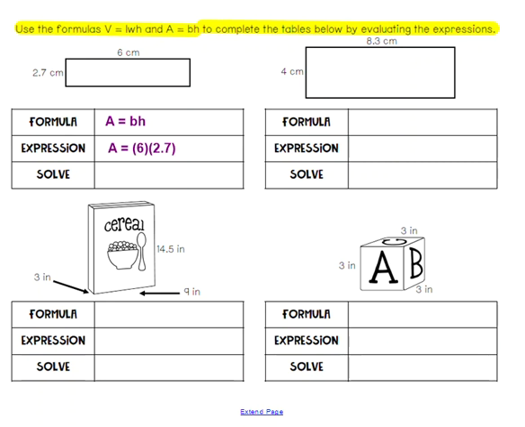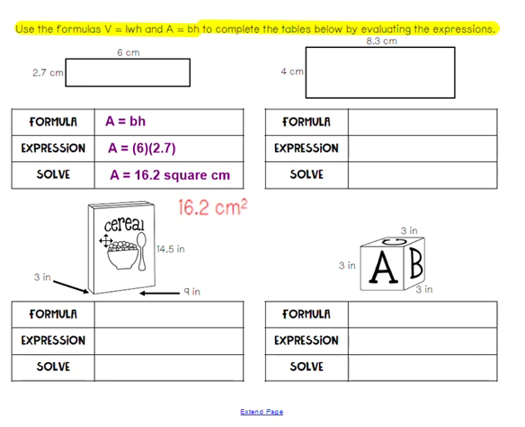So fill that in, and the expression would then be where we substitute. Well, 6 times 2.7. And if we solve that, we would get 16.2 square centimeters. This is the area of this rectangle. And we can write it like this, or we can write it like this. They mean the same thing.